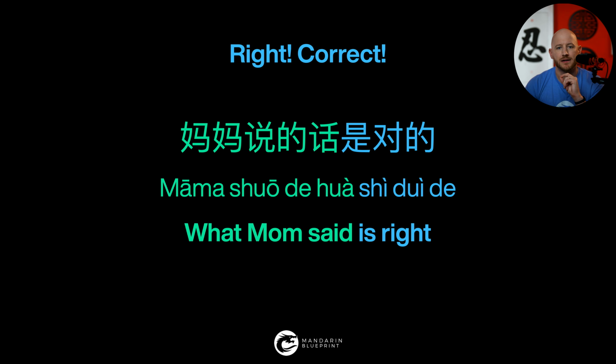妈妈说的话是对的. So what is the subject here? Well, it's what mom said. 妈妈说的话, the words said by mom, right? So you just add 是对的 at the end, and that means it's right. And by the way, this can sometimes not just mean right or correct as in, as opposed to false. Sometimes it means right like this is right and just.